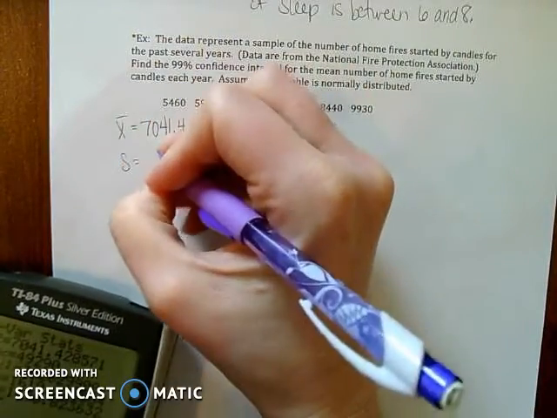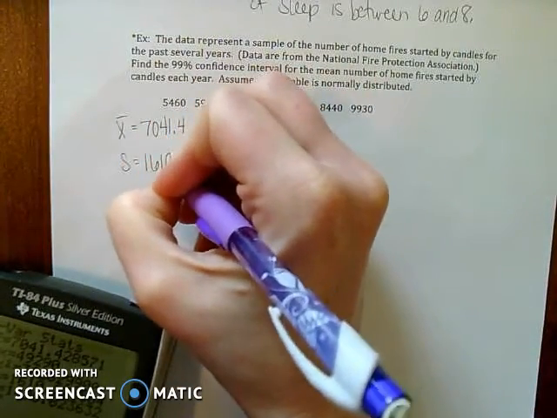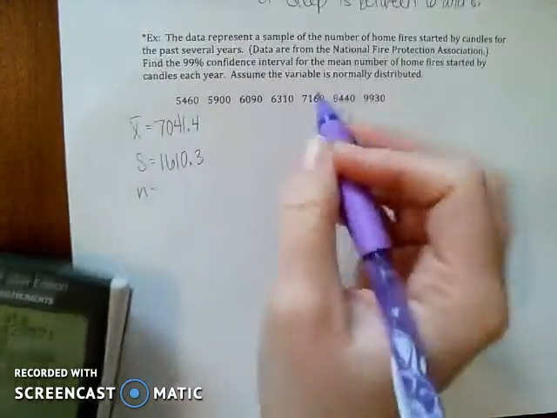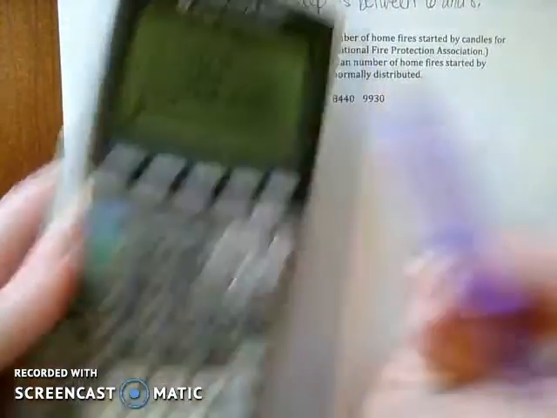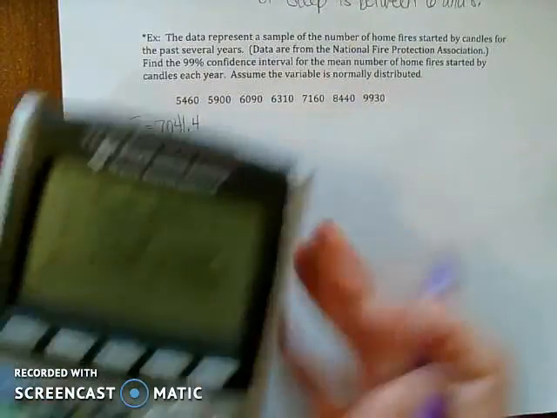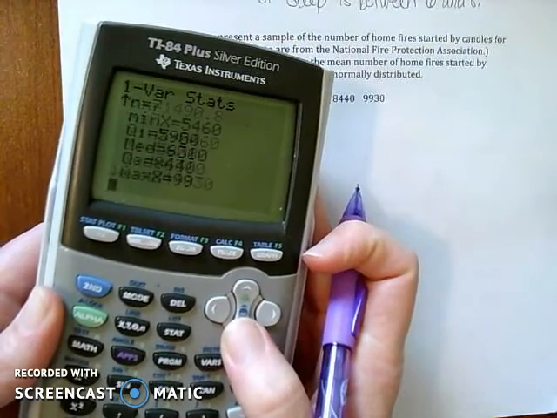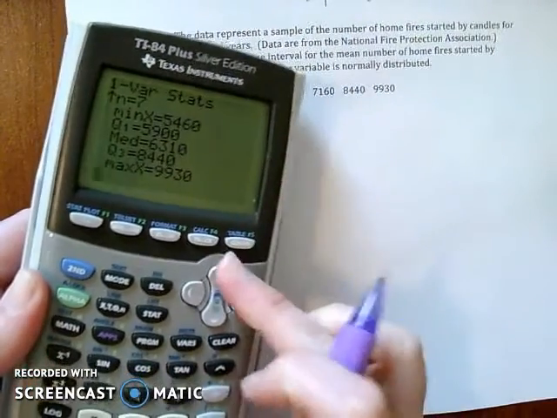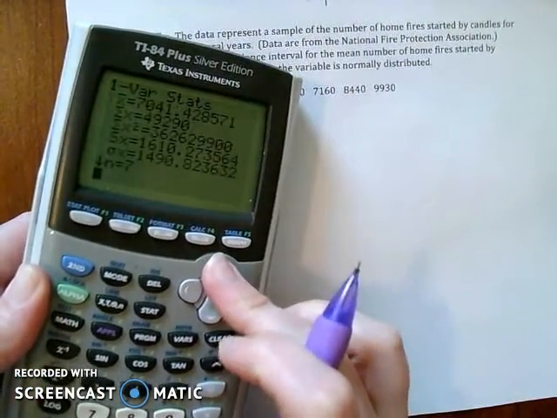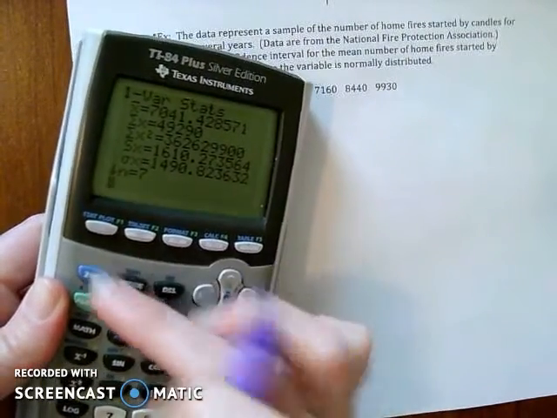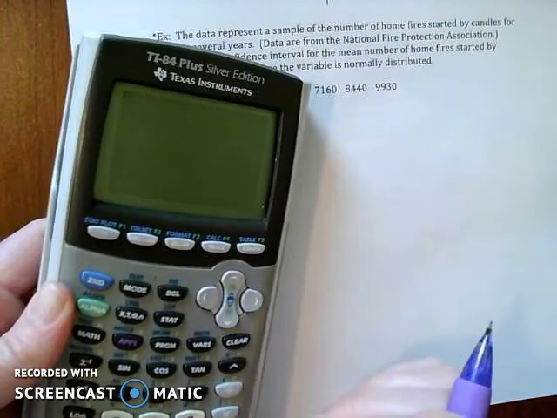S is equal to 1610.3. We also need to know N. Obviously, you can just count them, but it shows it right there. N is 7. Okay, and there's more. It gives you the minimum number, it gives you your quartiles, your median, all that. So, sorry, but now at least you don't have to do them by hand again. All right, and then you can just clear to get out of that.